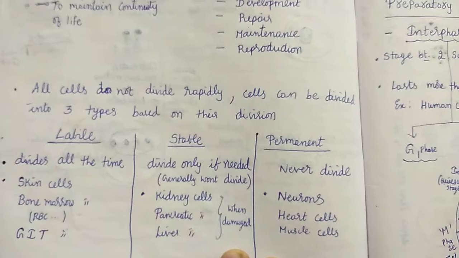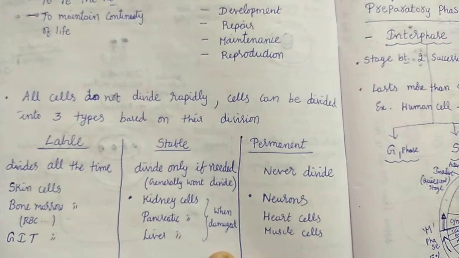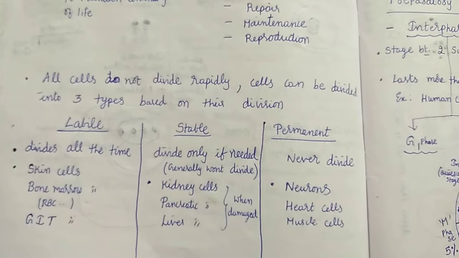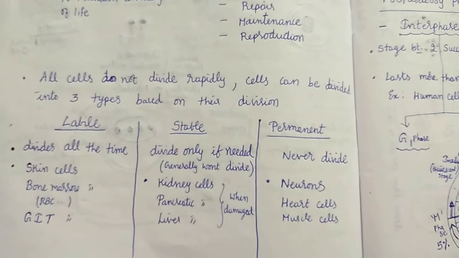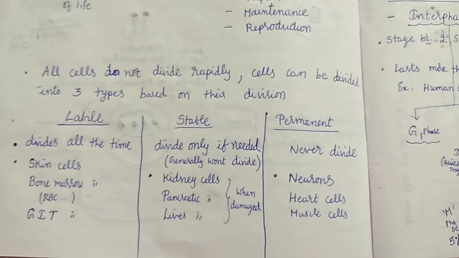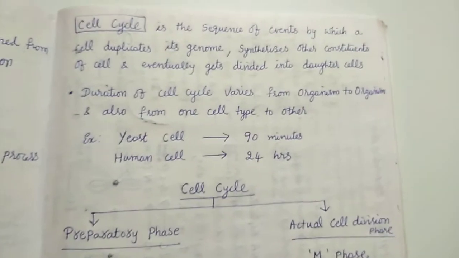And all cells do not divide rapidly, so they can be divided into three types. So these three are the different types of cell division: labile, stable and permanent, and the examples also have been mentioned here. And now let us move on to the cell cycle.